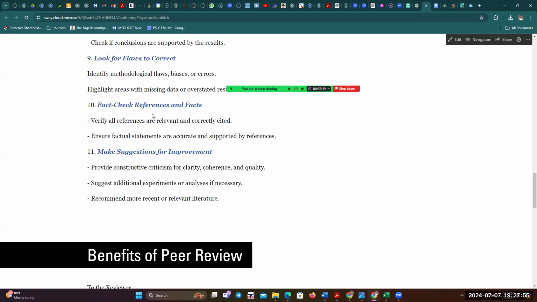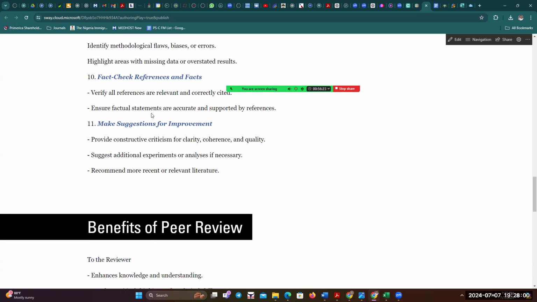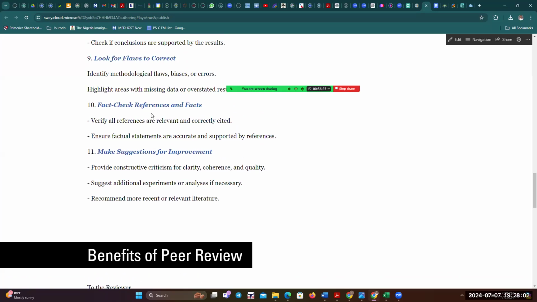It's your duty to go and see whether that citation actually reflects what the author was saying, because the author may say, according to John et al., the incidence of heart failure in children is 10%, and people just buy it hook, line, and sinker. But your duty as a peer reviewer is to actually go and see whether John et al. stated that the incidence of heart failure in children is actually 10%.